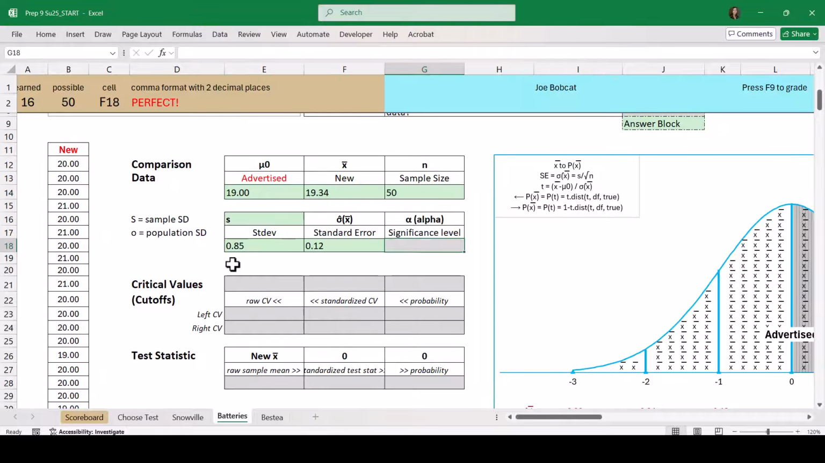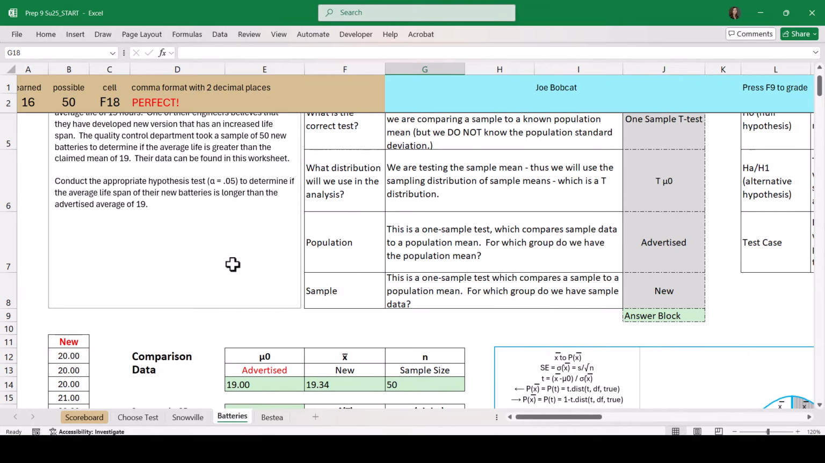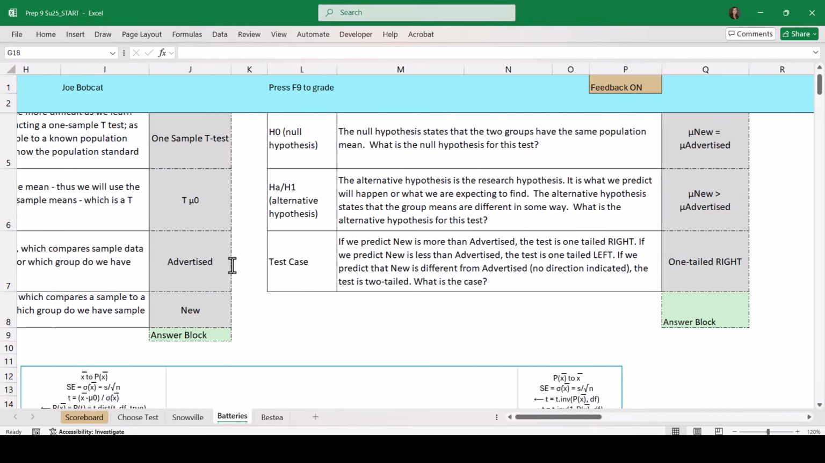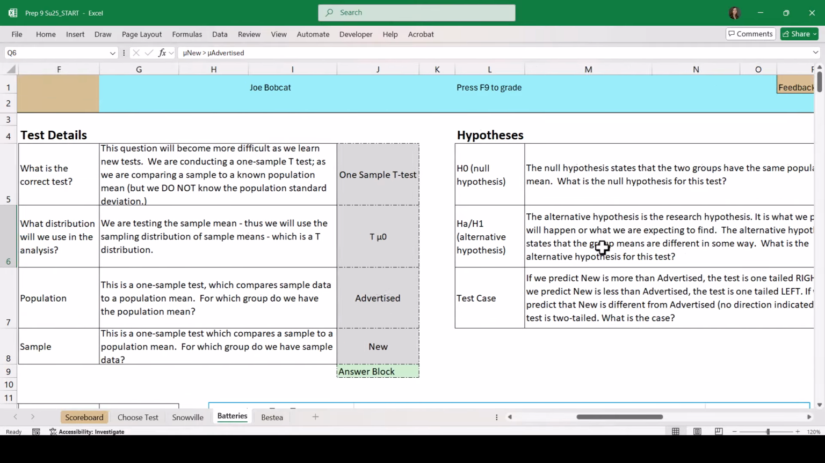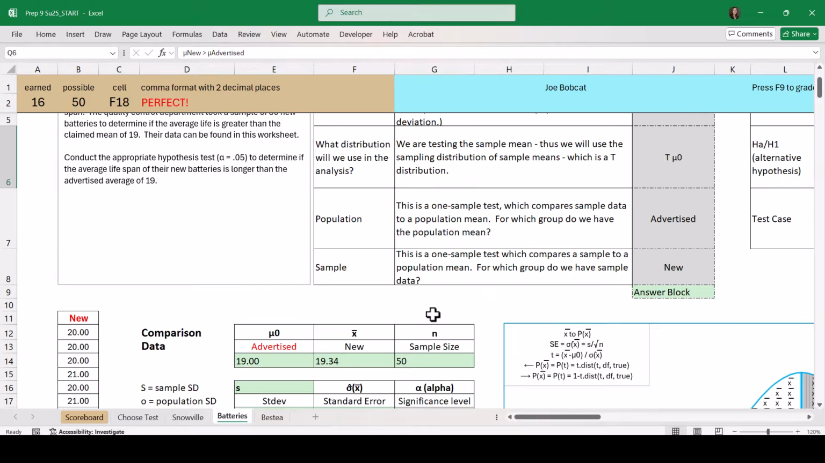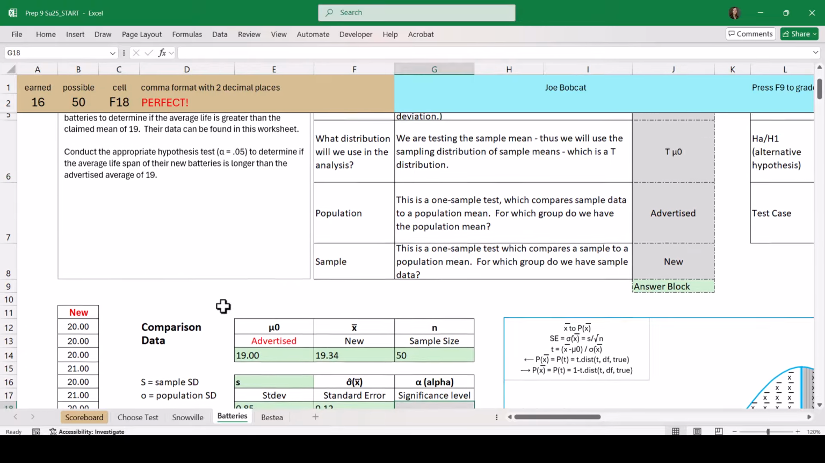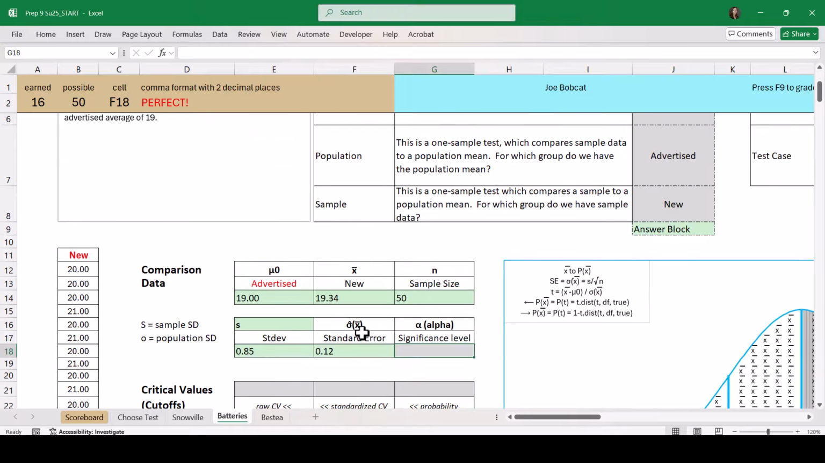Now we're going to determine if we should reject the null. When are we going to conclude that the battery life is longer or that the battery life is the same? That's alpha. Alpha is the size of our rejection area. Ours is 0.05 or 5%.